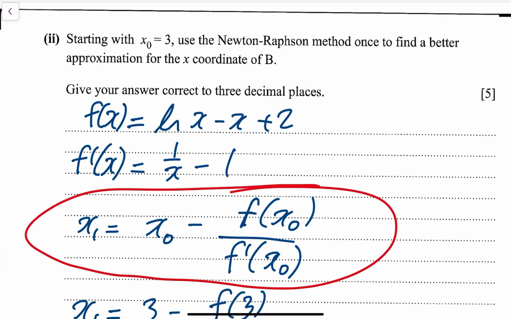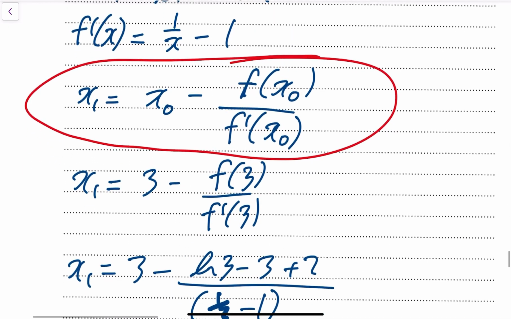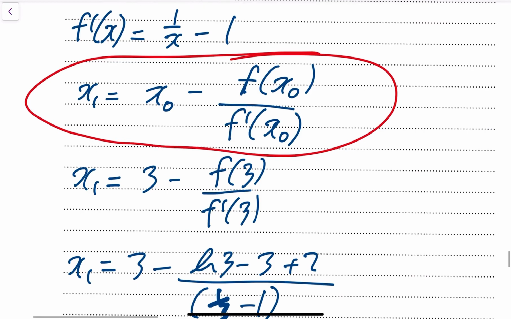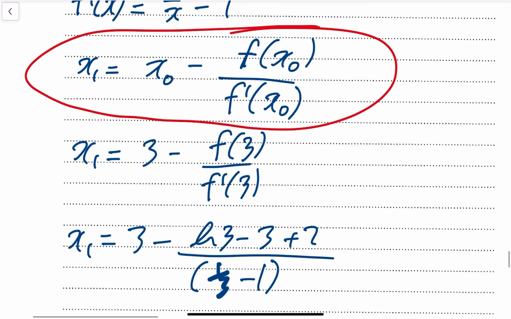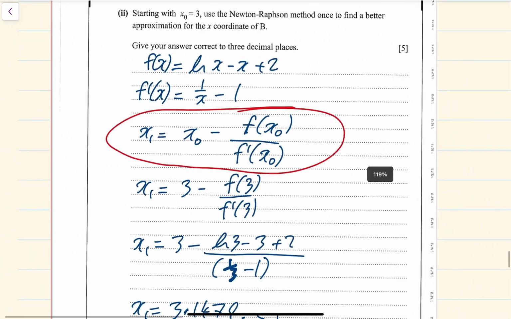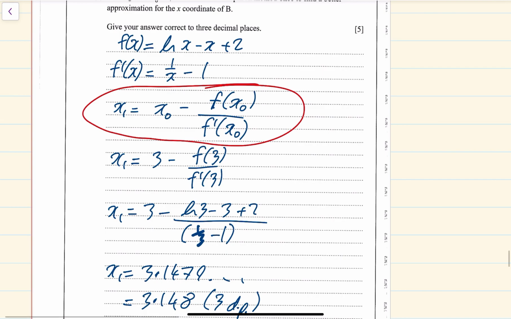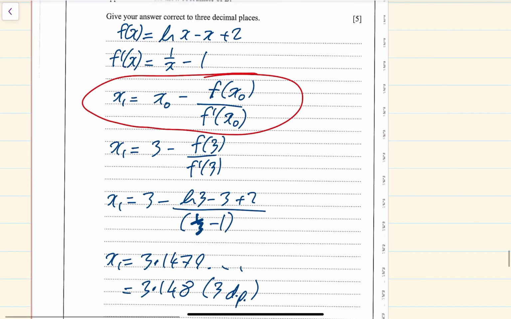So you've got your f of x is ln x minus x plus 2. Differentiate that to give you 1 over x minus 1. And then your better approximation is x1 equals x0 minus f of x0 over f dash of x0. So x1 is equal to 3 minus f of 3 over f dash of 3. And you can see what they were, and you can put them in. And you can see you get to 3 decimal places. There's your answer there.